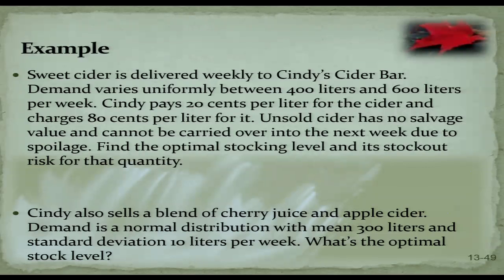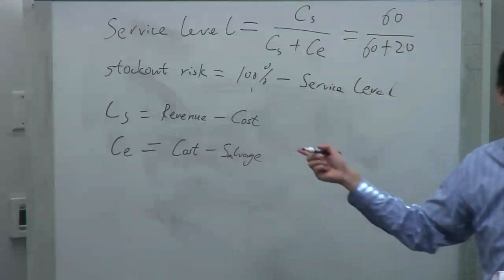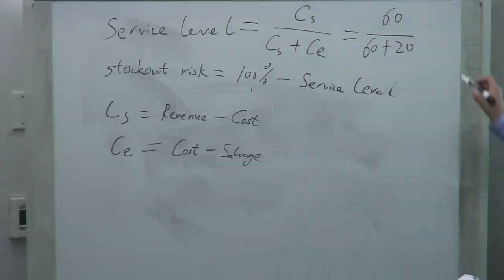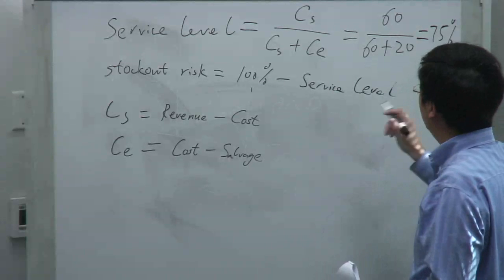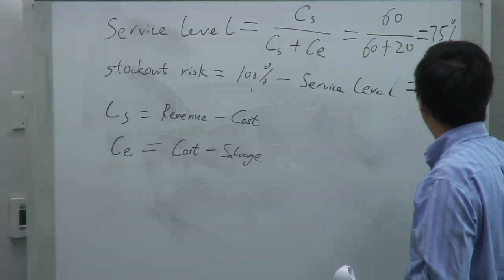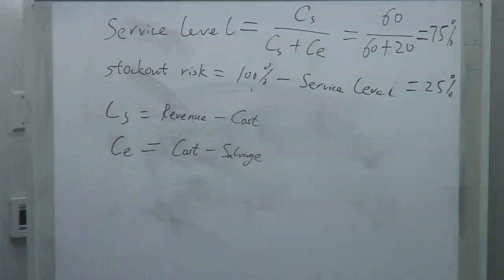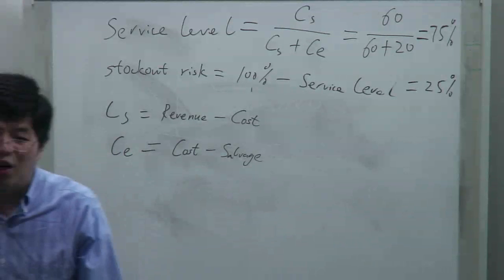So who can tell me what the optimal service level is in this example? Any volunteer? It's 80 minus 20, which is 60 cents, divided by 60 plus 20, because the excess cost is 20 minus 0 salvage value. So you get 75%, which is your customer service level. Great, thank you, Christine. And then your stock out risk is very easy to calculate, 25%. So the hard part of this question is the optimal stocking level. Any volunteer? Optimal stocking level.